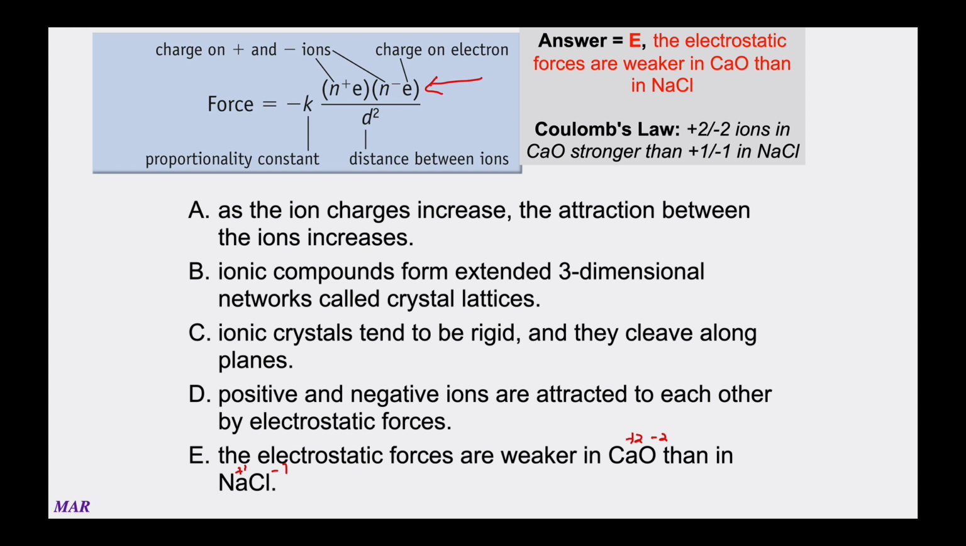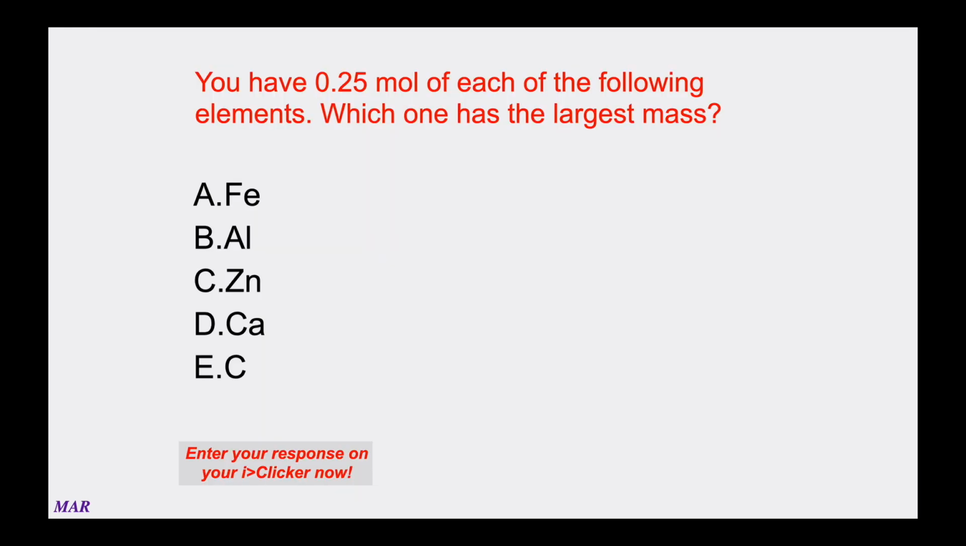We have 0.25 moles of each of these following elements. Which one has the largest mass? In terms of mass, what I would do for this problem is think about the largest number of grams. You will need a periodic table, I'll tell you that much. See if you can do this problem on your own first, and if you get stuck, no worries. Pause the video, and when you're ready to hear the answer, unpause it, and we'll talk about it.